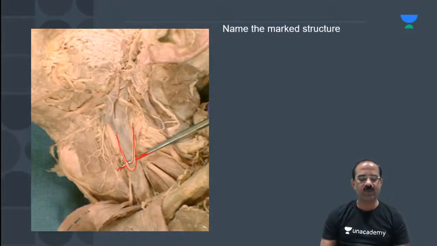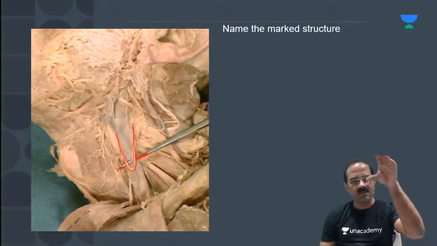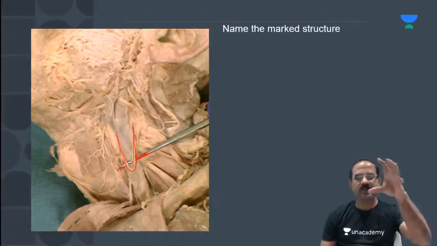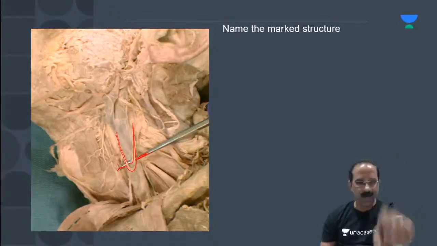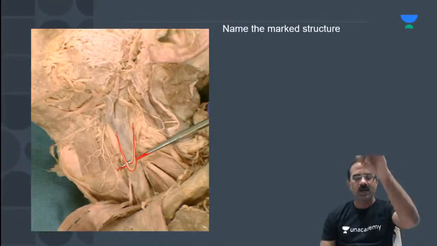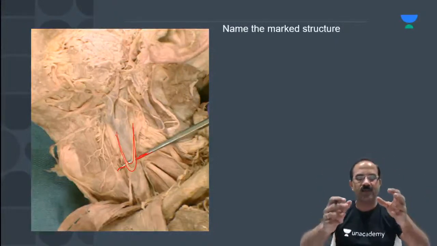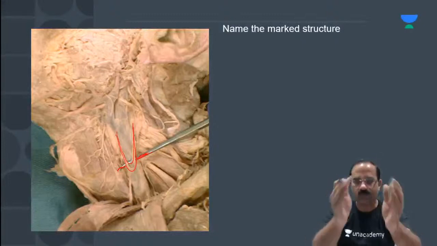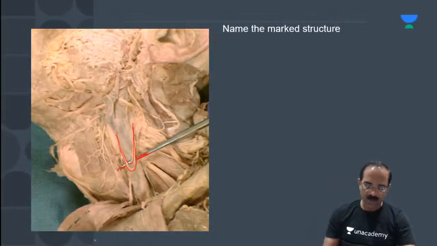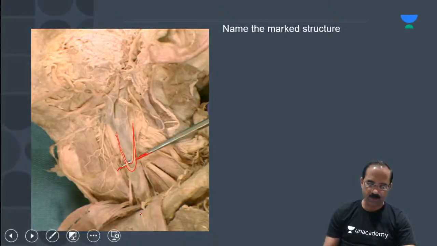This you have to know. Very good, Nirupam. This is the ansa cervicalis, and this ansa cervicalis lies on the anterior wall of carotid sheath. Remember this. The ansa cervicalis lies on the anterior wall of carotid sheath. And how is this ansa cervicalis formed? How is this ansa formed? A very important MCQ.